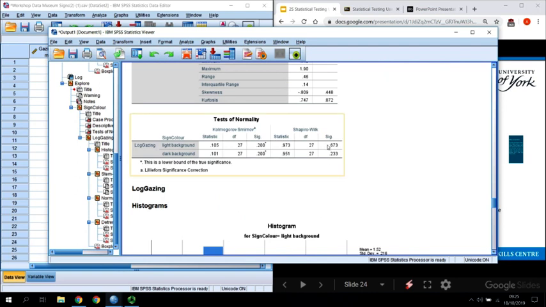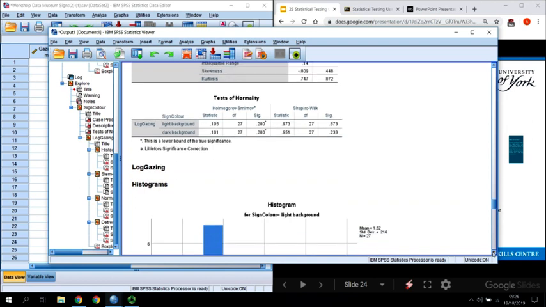So looking back at my Shapiro-Wilk tests again, the Shapiro-Wilk test for light background, it's saying that it's normally distributed, i.e. there's no difference between my data and a theoretical bell-shaped normal distribution. And same with dark background. Again, there's no difference because the p-value is greater than 0.05. So I've got normal distribution for both of them.